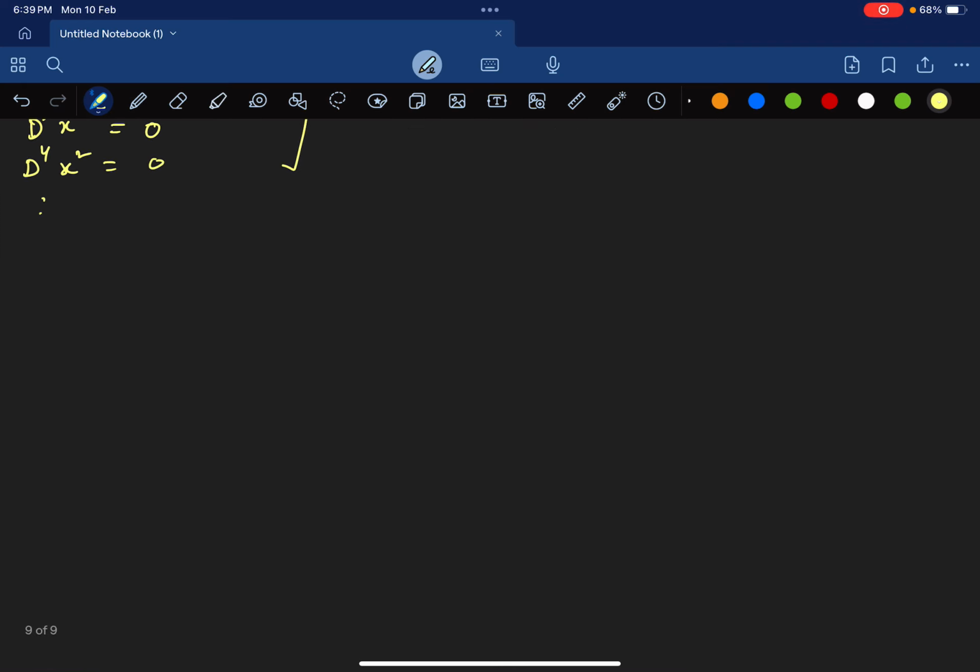Now see, first problem related to this area. Solve (D square minus 2D plus 1) y is equal to x minus 1. Okay, x minus 1. So see the solution.